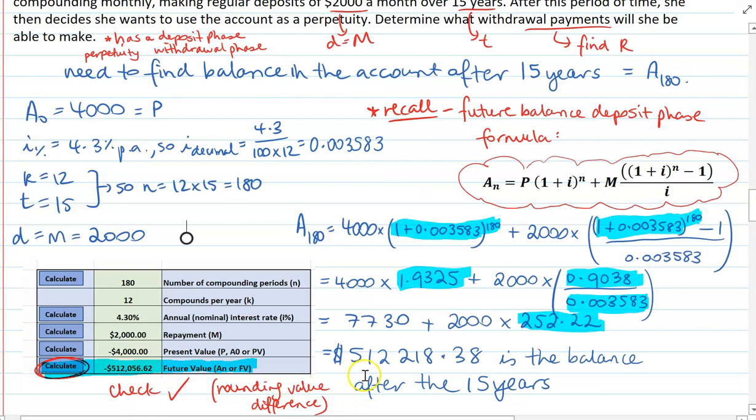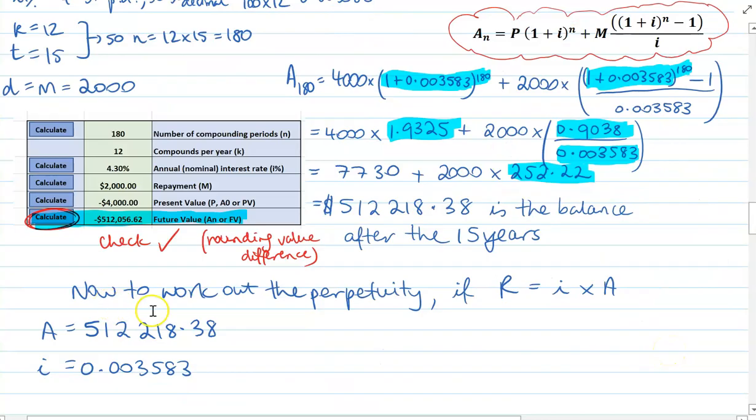And you'll notice, because we did a bit of rounding in our calculations using the formula, there is a little bit of difference between the two values. However, that discrepancy is going to be perfectly okay in your exam responses. Okay, if we wanted to now work out the perpetuity withdrawal payment we can take out, we simply use that formula that we've learned this lesson, and that's just taking the decimal interest rate and multiplying it by the balance that we want to maintain.